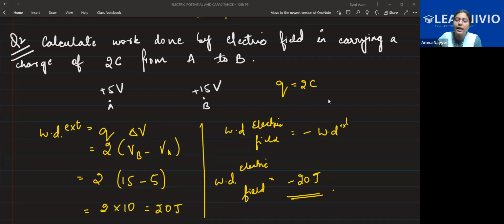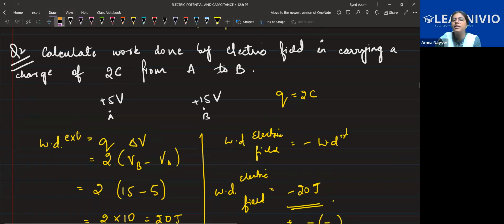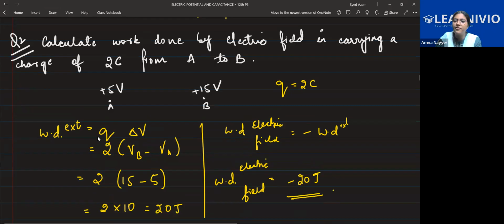Ma'am, if one charge is negative, then the electric field and external work will be both same only? No. If your charge is negative, let's say work done is coming negative, so the electric field's work will become negative of negative, right? So that will become positive. They'll always be opposite. If one thing is negative of the other, their signs will always be different. If this is negative, this will be positive. Yeah?